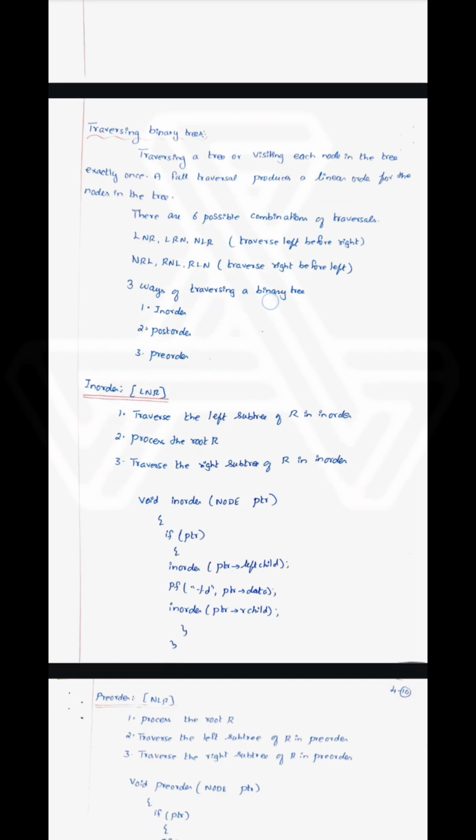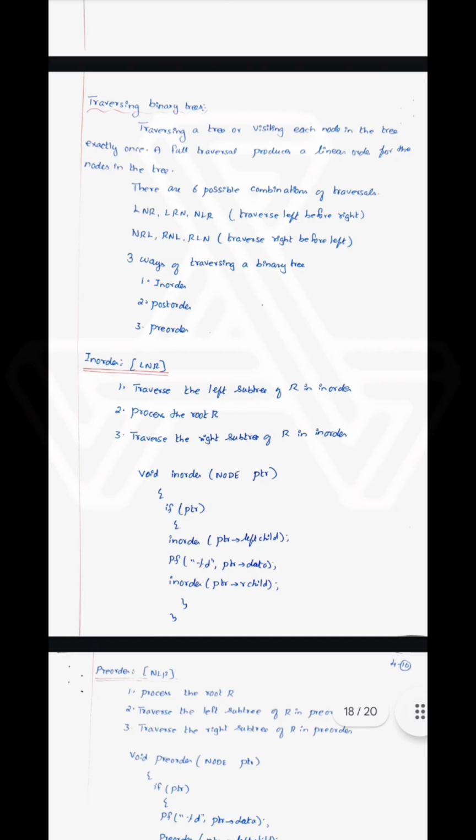R in Inorder. Void Inorder, node PTR, if PTR, Inorder of PTR left child, printf PTR data, Inorder of PTR right child.